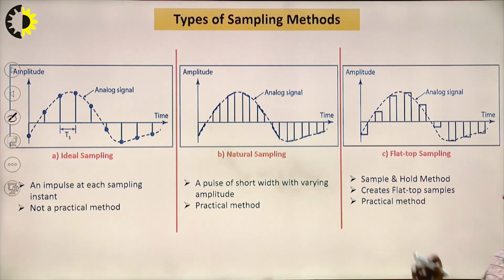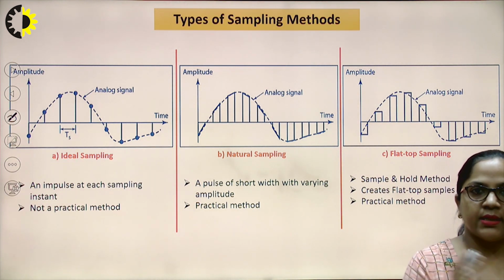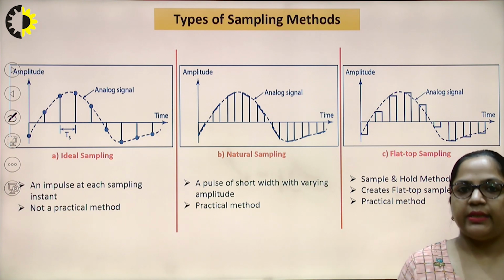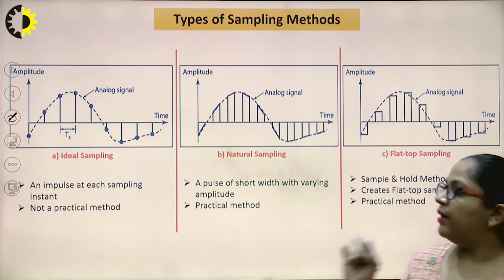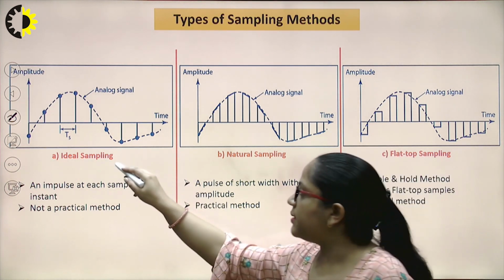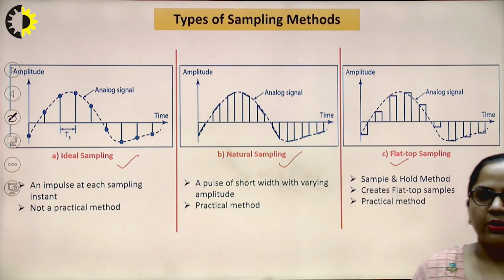Next we have the types of sampling methods. In how many ways can we perform this sampling, this conversion of a continuous analog signal into a discrete time signal? We can convert a continuous analog signal into a discrete time signal with the help of ideal sampling, natural sampling, and flat top sampling.